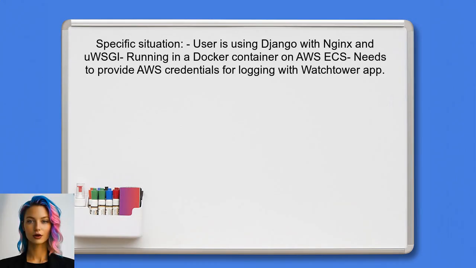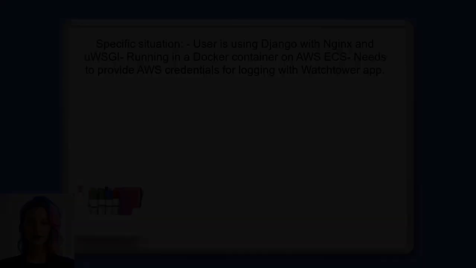Here's the specific situation we're addressing. One user is using Django with Nginx and uWSGI, running in a Docker container on AWS ECS. They need to provide AWS credentials to their container for logging with the Watchtower app. Sound familiar? Let's dive into the solution.